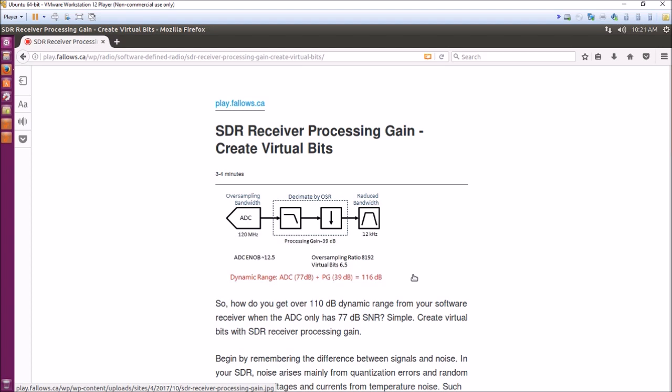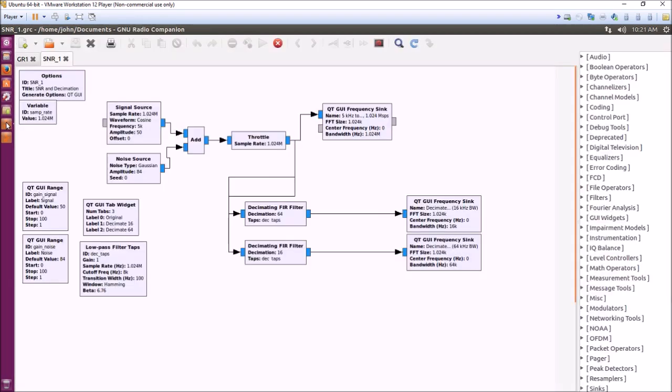So I thought I would do an experiment in GNU Radio as part of learning how to use SDRs, in terms of actually demonstrating this improvement in signal-to-noise ratio. What I did was create a model. I took a signal source at about 1 megasample per second sampling rate of 5 kilohertz. And then I created some broadband Gaussian noise, and I added the two together.